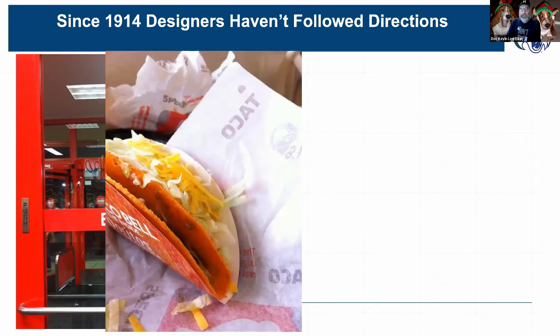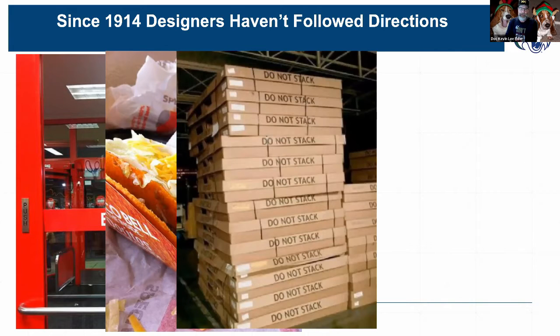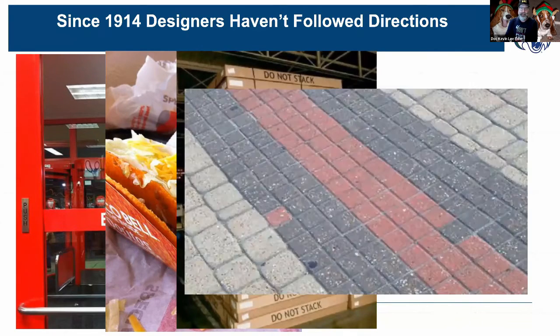So people just don't like to follow directions, and we see this all over the place. So here's Taco Bell. Didn't quite get the ingredients inside of the shell. How about this one? Do not stack. Yep, there they are. They're stacking them. How about this one? Laying bricks. I laid bricks in the summer when I was in high school. If I would have laid that one red brick over there, I would have just said, hey, I'm colorblind.